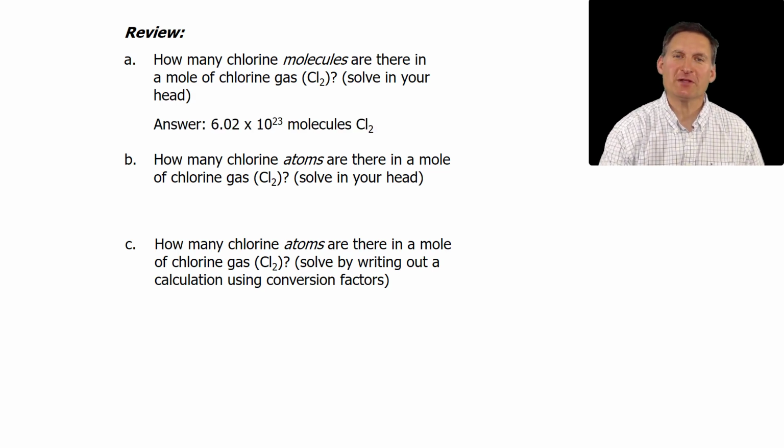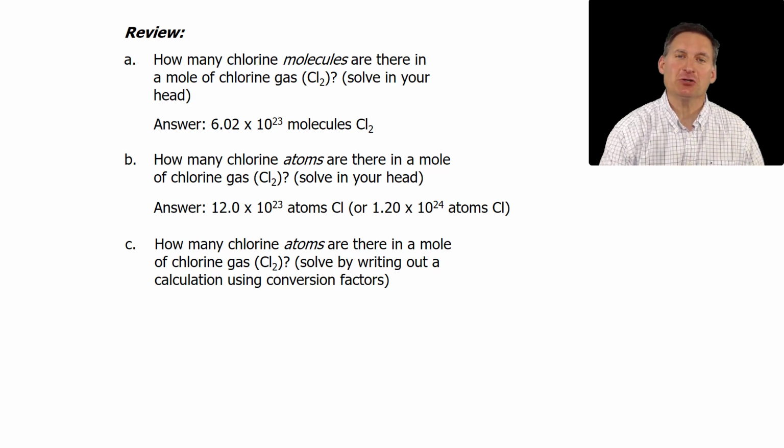1 mole of fundamental particles of a substance is always Avogadro's number, 6.02 times 10 to the 23rd. And a molecule is a fundamental particle of Cl2. Since each molecule of chlorine has 2 chlorine atoms, the number of atoms is simply the first answer, 6.02 times 10 to the 23rd, times 2. Rounded for significant figures, that gives us 1.20 times 10 to the 24th atoms of chlorine.